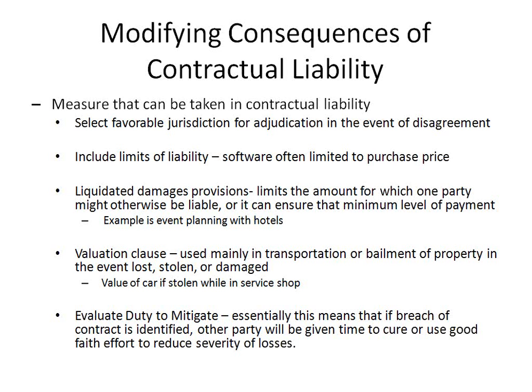Modifying the consequences of contractual liability. So now, again, we talked about modifying consequences of tort. Now we're modifying the cost consequences of contractual liability. The measures that can be taken deal with the contract aspect. Look for a favorable jurisdiction for adjudication in the event of a disagreement. Almost all contracts say we're going to do it in our jurisdiction, not in your jurisdiction, or we're going to make sure it's favorable to us. A lot of times they'll say that's why arbitration is the first thing before we go to court.